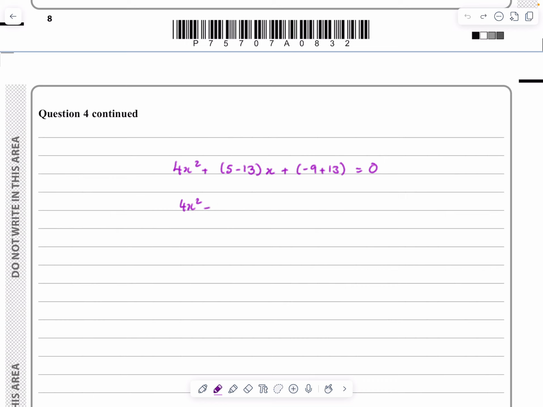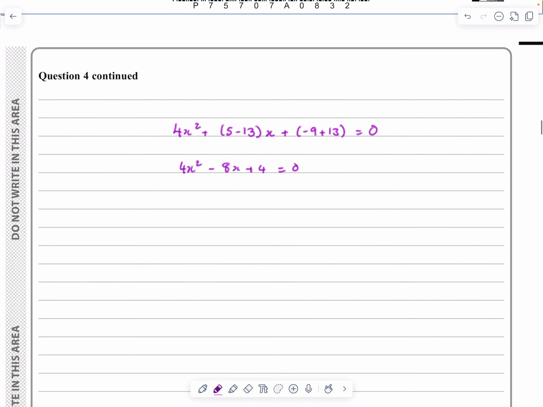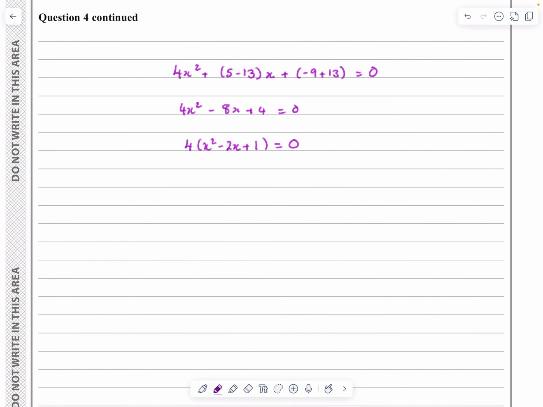Let's save ourselves a bit of time. So minus 8x, and that works out to be plus 4 equals 0. So solving that, you can either stick it into the formula. I'm going to see if it factorizes. A lot of the time, halfway through these questions, things should factorize simply because it's the quickest way of solving something. So that's actually x minus 1 all squared equals 0 there. So we're going to get x equals 1 as a solution.